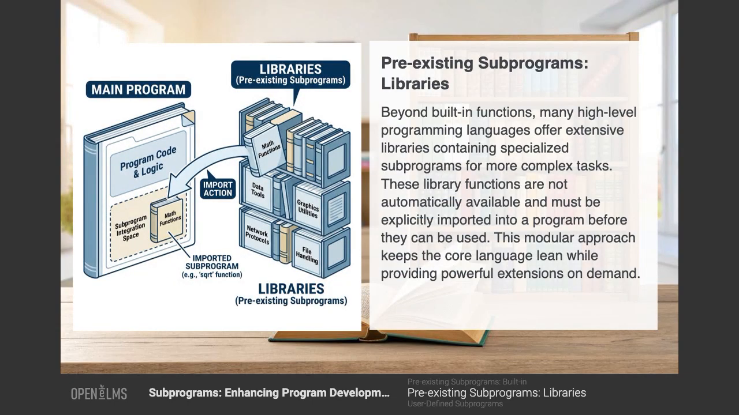Pre-existing subprograms. Libraries beyond built-in functions. Many high-level programming languages offer extensive libraries containing specialized subprograms for more complex tasks. These library functions are not automatically available and must be explicitly imported into a program before they can be used. This modular approach keeps the core language lean while providing powerful extensions on demand.